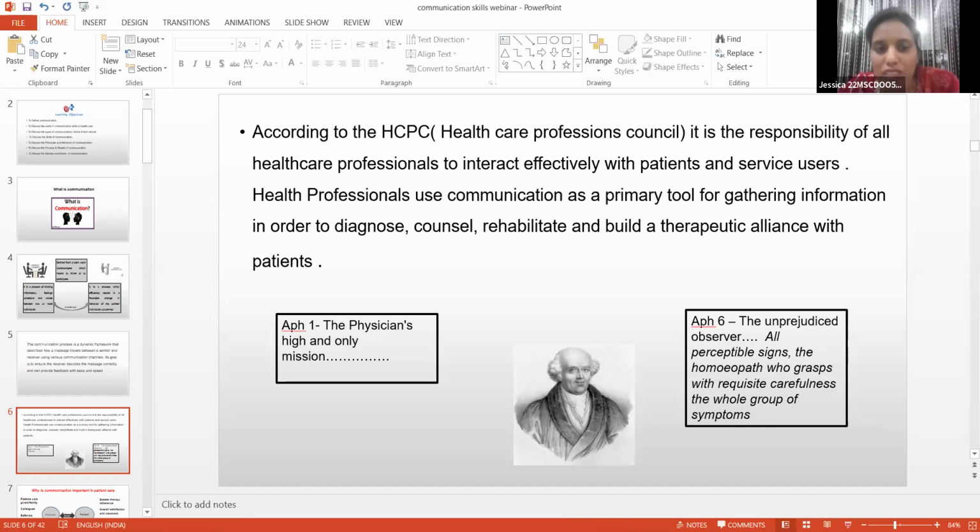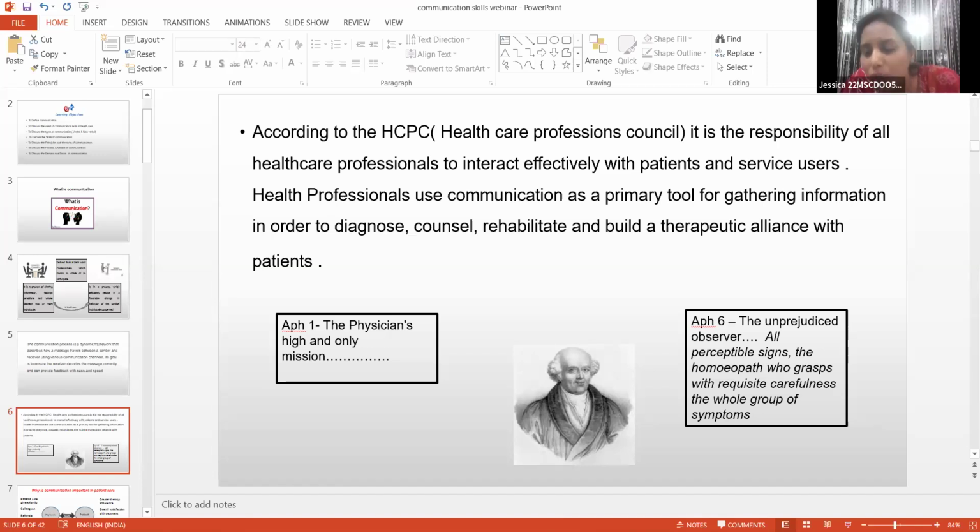Now, bringing our focus a little to what our master Dr. Hahnemann says in aphorism 1, the physician's high and only mission. So it's our mission to cure. It's not the patient's mission to get cured. Again, he highlights that our mission is to cure. So when we go ahead with our mission, we need to carry the tools we require to accomplish that mission. And I feel communication is one tool that we need to be well equipped with.